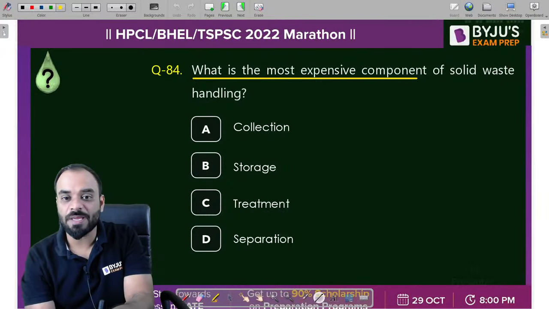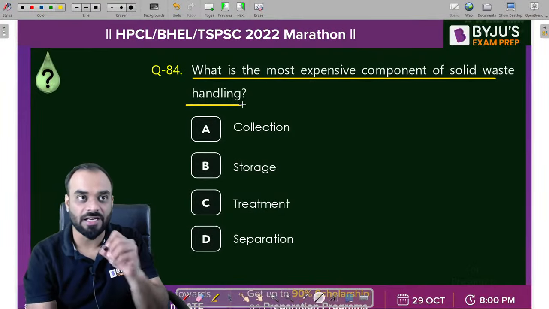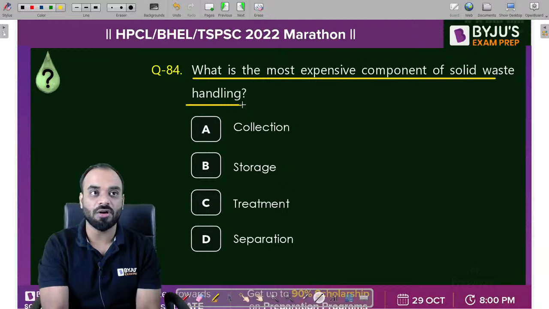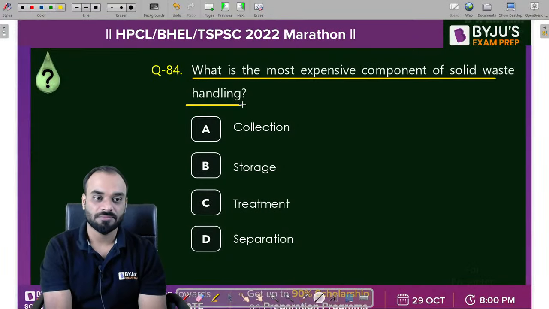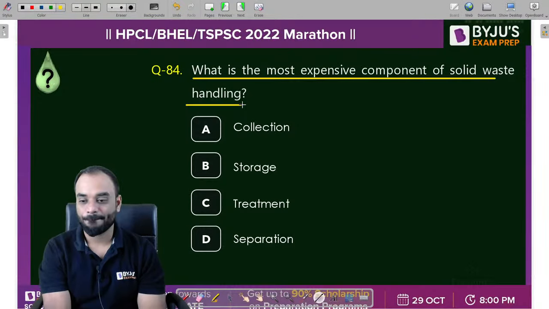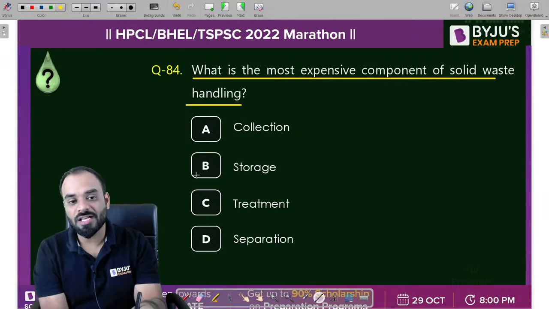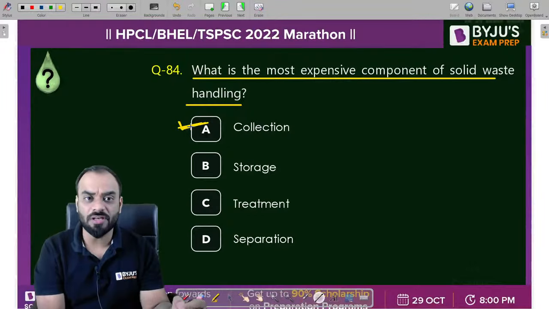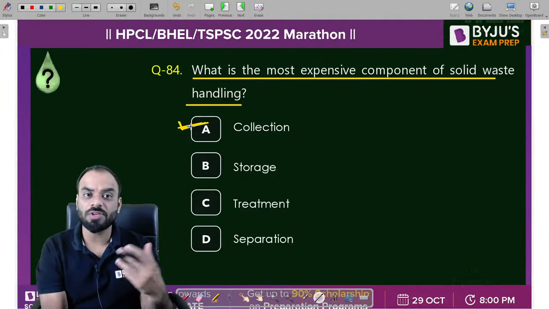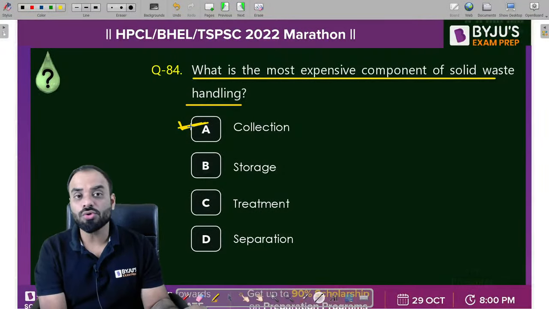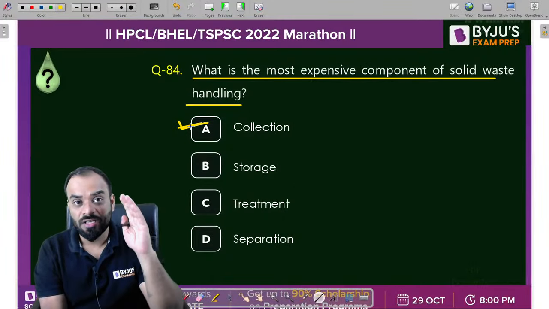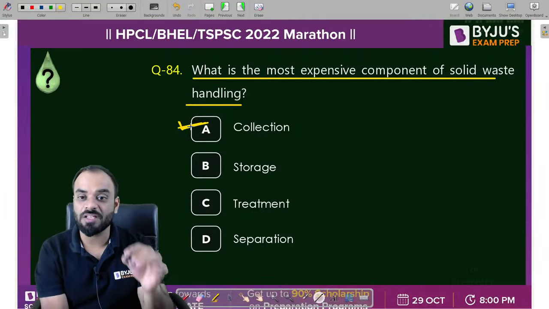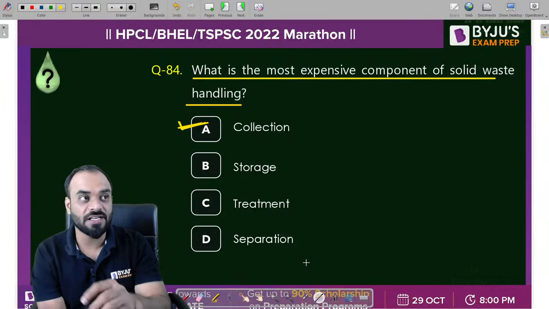What is the most expensive component of solid waste handling? Most expensive component of solid waste handling. Collection. Collection is the most expensive component, because we know that guys, we need to use a lot of vehicles in which a huge amount of fuel is to be consumed, and we need to do the door-to-door collection of solid waste. That's why such a component is very expensive in case of management of solid waste. That's why A is the correct answer.